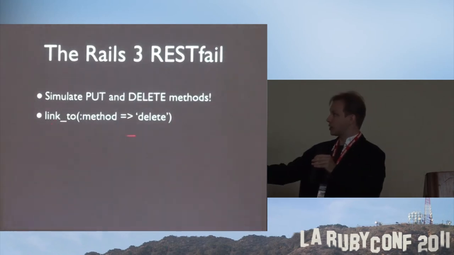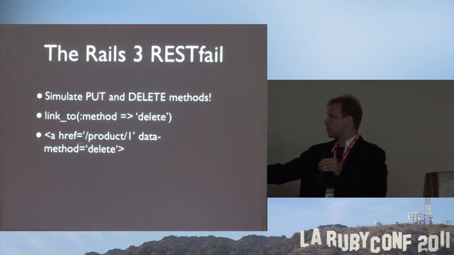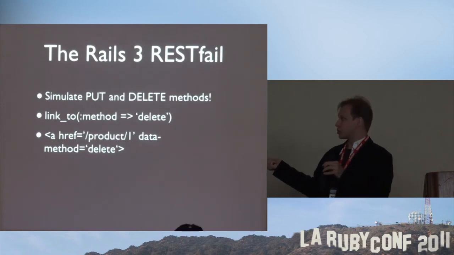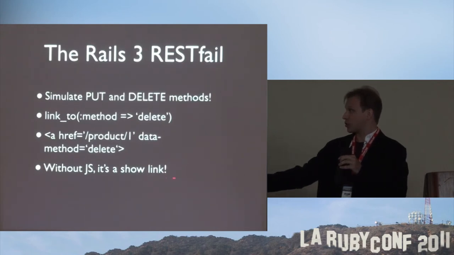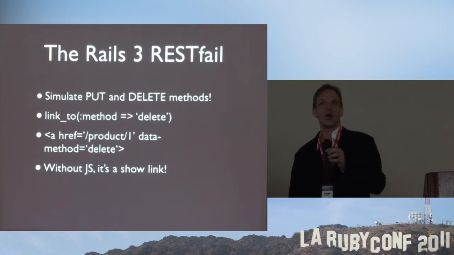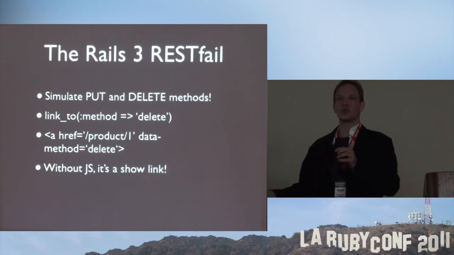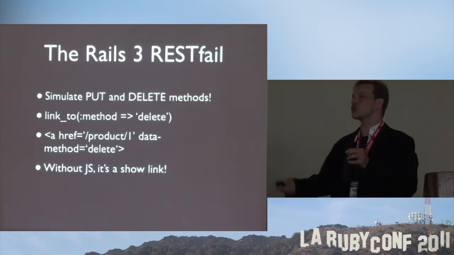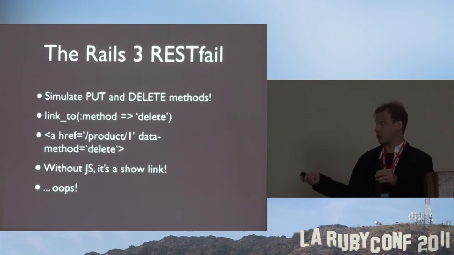In Rails, we can do it with a link by specifying the method, which Rails does by putting a data-method attribute in our link, and using the Rails JavaScript, Rails.js, which ships with Rails, to make that work. But the problem is, with JavaScript turned off, it just links to our URL, which ends up acting like a show link. So now you've got a link on your page that says, delete this product. And with JavaScript off, you click on it, and you get a view of the product you have just failed to delete. This is really, really awful. And the primary goal of Mizugumo in its first version is to solve this problem for you.